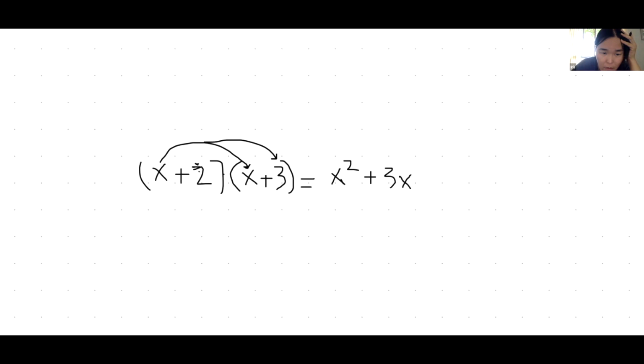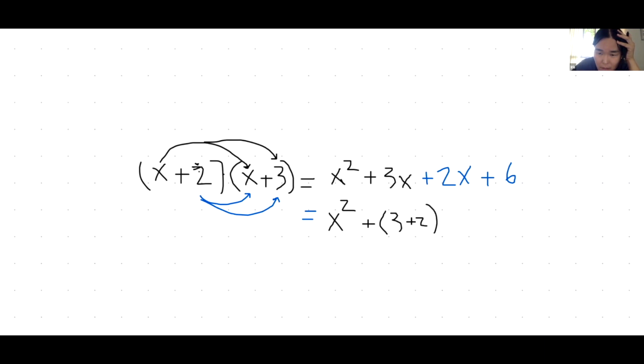And then you have this one here doing this, right? So 2 times x is going to be 2x. And 2 times 3 is going to be 6. So what's going to happen now is you are going to have x squared plus, I'm going to put 3 plus 2 together, times x plus 6.